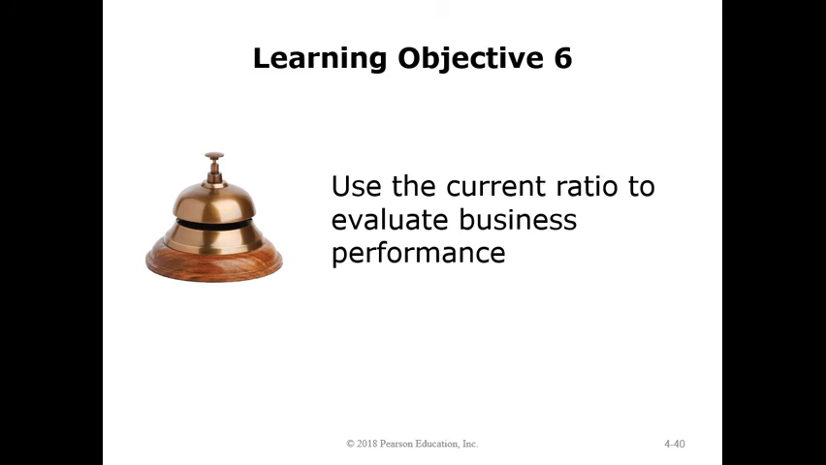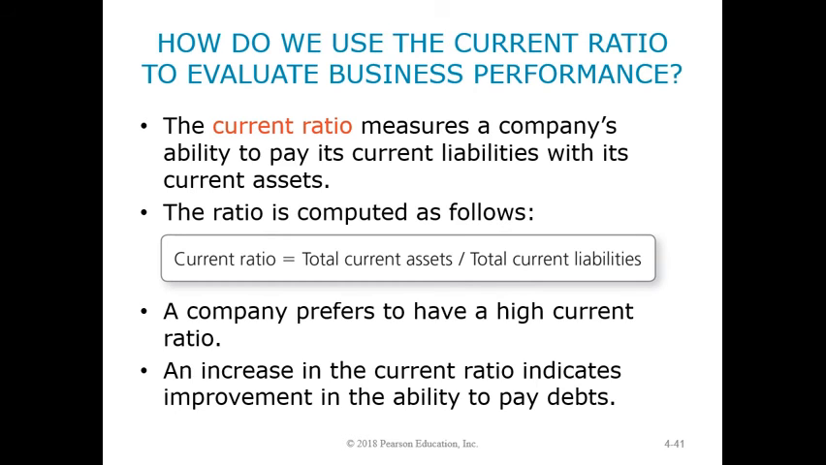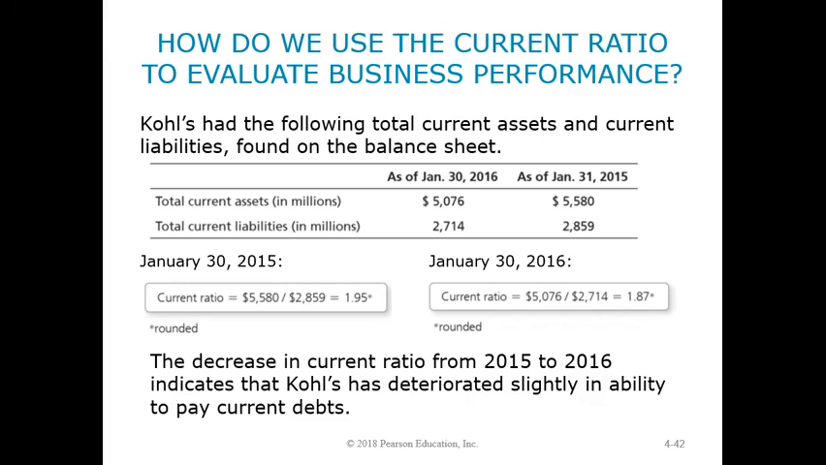So learning objective 6 is our current ratio. The current ratio compares the total current assets to the total current liabilities. And this gives us an idea of how able we are to pay off our current liabilities based on our current assets. So it's a very simple ratio. We simply take our total current assets and we divide it by our total current liabilities.